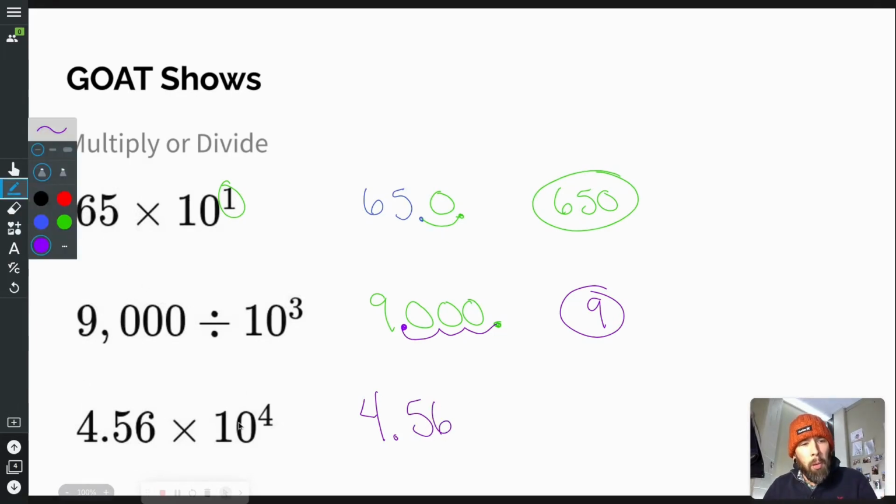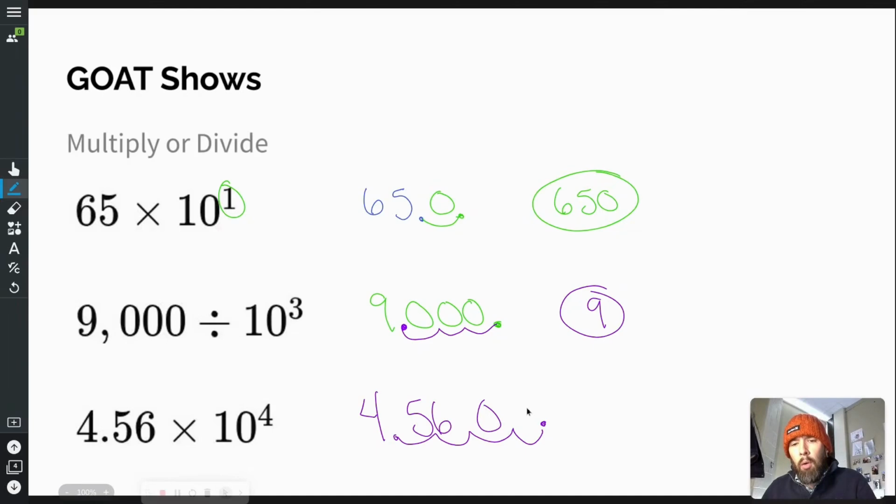We're going to multiply that by 10 to the fourth power. So you go to the right, 1, 2, 3, 4. Your new decimal goes there. Put a 0, put a 0. And so we have 4, 5, 6, 0, 0. I don't need the decimal. Let's put that little comma there. 45,600.